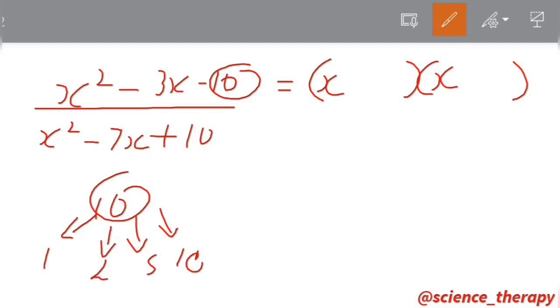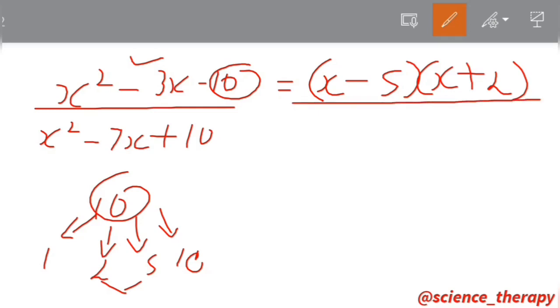So we want two factors of 10. When you multiply them, they give you 10. When you add or subtract them, they give you the middle term, 3. So we know that's going to be 2 and 5. So let's have our 5 here, our 2 there. Now what about the signs? The signs are guided by the middle term. The middle term is negative, so we assign the sign of the middle term to the bigger number. So that's -5, and here we have +2.